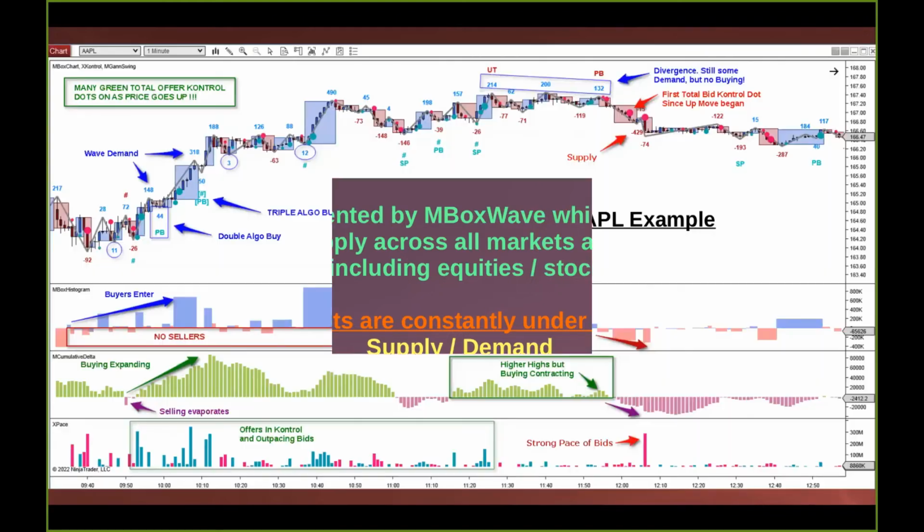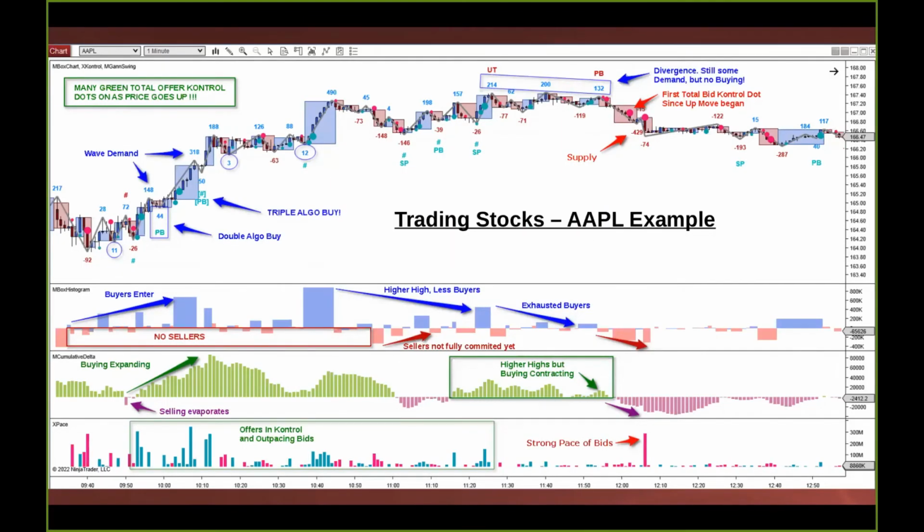Okay, so I wanted to go over an Apple example. How does it look, say, on a day trading Apple example? I have swing trading and daily stock examples in the previous webinar, and I have another webinar if you want to see a higher time frame. But this screen, I was showing a 1 minute Apple, right? Starting on the left of the chart, we got buyers come in, buying, expanding cumulative delta, offers in control.